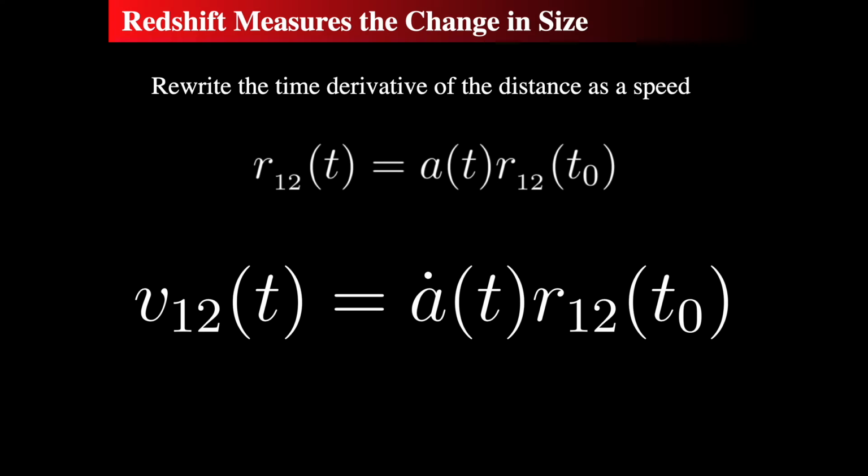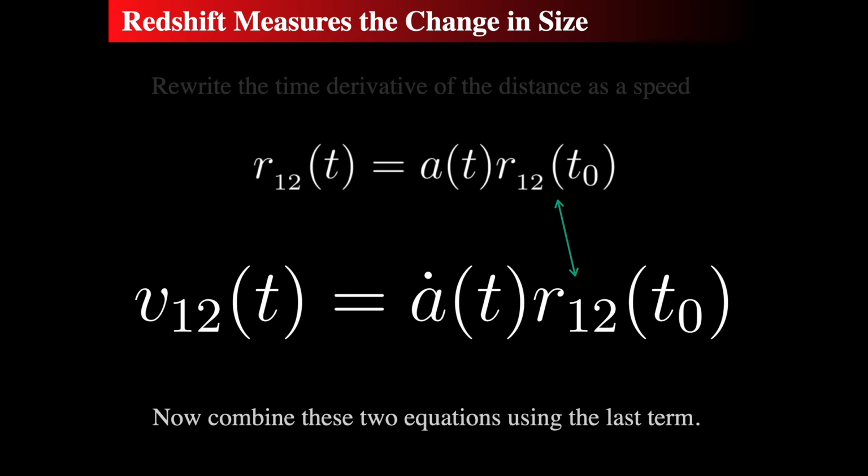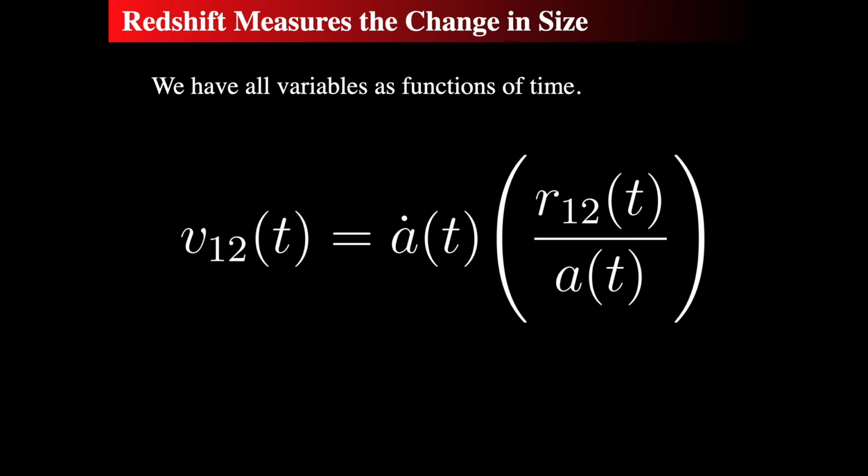I'm going to use v for its speed, not s, since strictly speaking this is a velocity, which attaches a direction. But I don't really care about the direction of the change at this point. Now then, we're going to plug that top equation into the bottom one by noting that the r12 at t naught is equal to r as a function of time divided by the scale factor at that time. And therefore, we have all the variables as functions of time in one equation.